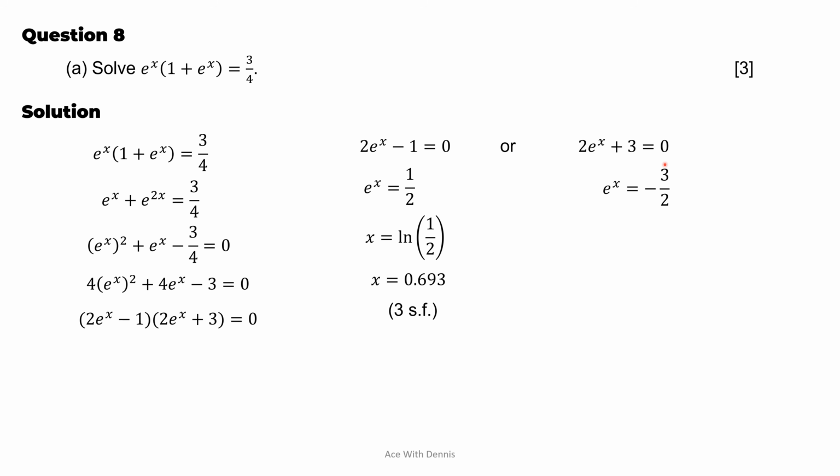For the second answer here, it means that e to the power x equals negative 3 over 2. And there is no solution because e to the power x is always a positive number. It doesn't matter what the value of x is, we will not get a negative value. Therefore, there is no solution.